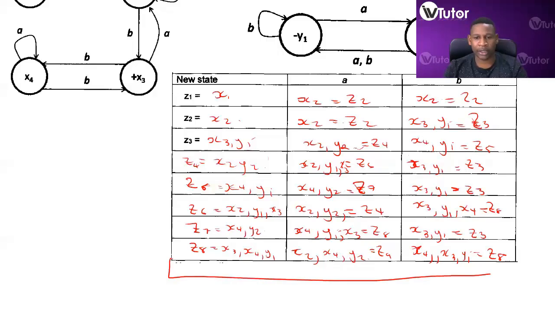So Z9 is equal to X2, X4, Y2. So if you're in X2 and you encounter an A, you stay in X2. X4 and you encounter an A, you stay in X4. Y2 and you encounter an A, you go to X3, Y1.